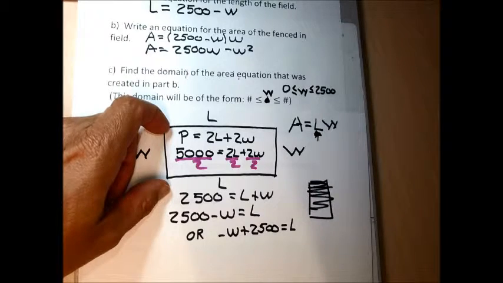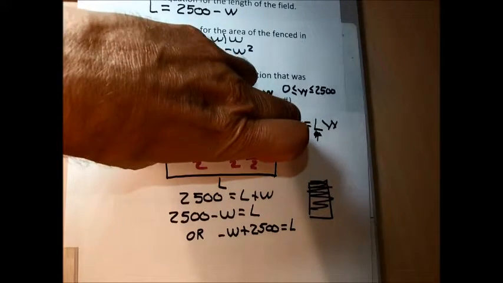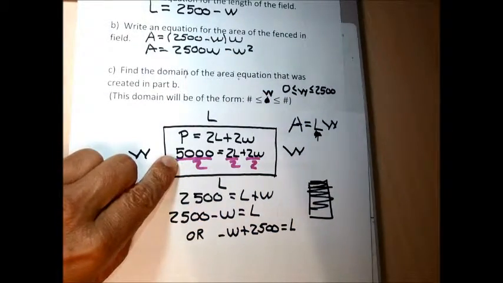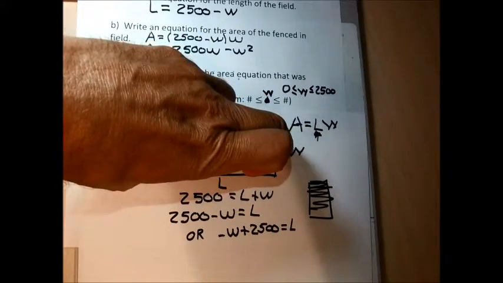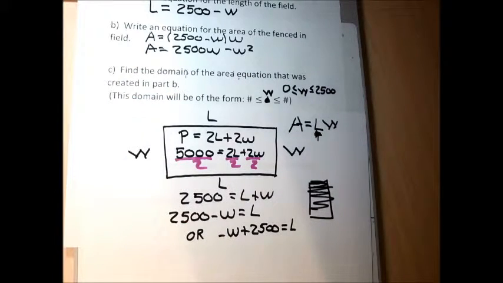You can't build a negative width, so the width has to be at least 0. And if all I built was widths, then I have 5,000 meters of fencing. I'd split it between the two sides, and I'd get 2,500 meters on either side. So that's the restrictions for this problem. You definitely can't make a negative width, and we don't have enough fence to make a width bigger than 2,500 meters. So that's the answer to part C.